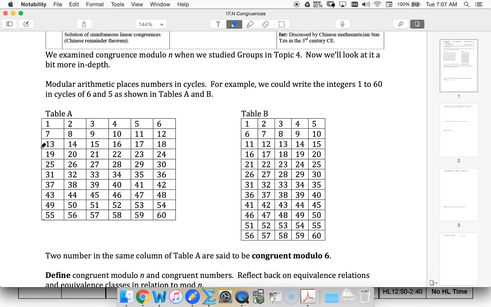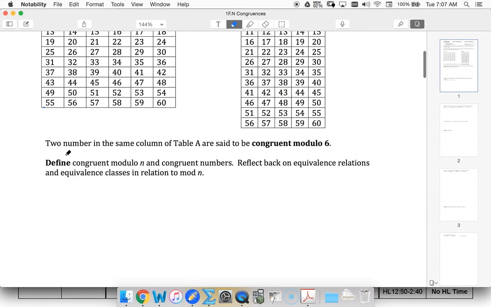We say these two numbers are congruent mod 6, because they have the same remainder. So when we define congruent mod n, it means that we have numbers that have the same remainder.